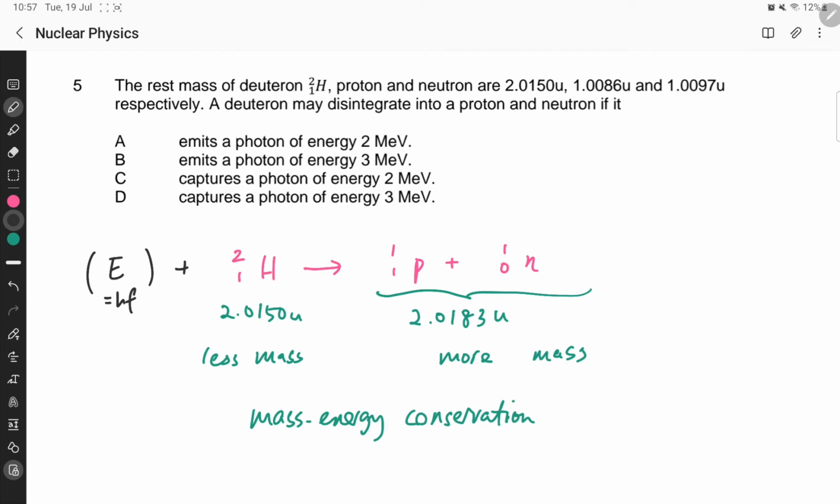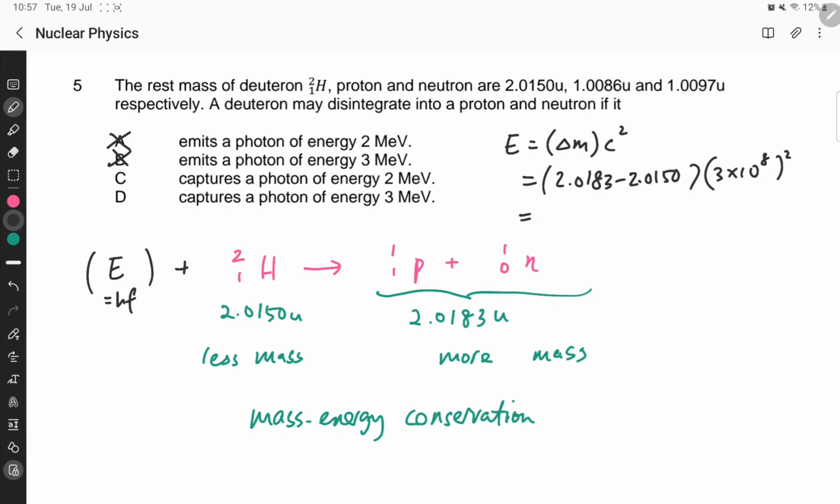Here we know that it must be a capture of a photon, so A and B will be out. Now you can go about calculating the mass difference. So E is equal to the mass difference times c squared. The mass difference is 2.0183 minus 2.0150, times (3 times 10 to the power of 8) squared. I forgot one step here. This is always very common. We forgot to multiply in the atomic mass unit, which is 1.66 times 10 to the power of minus 27.